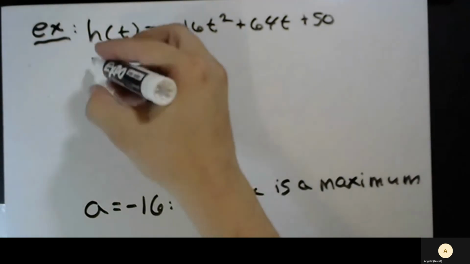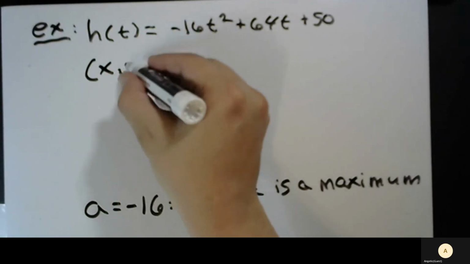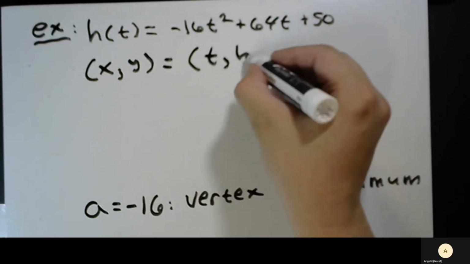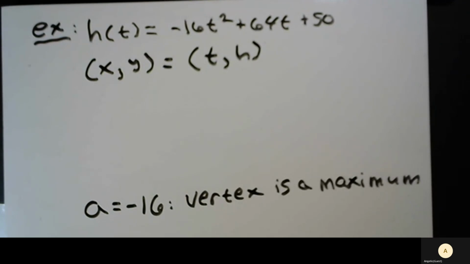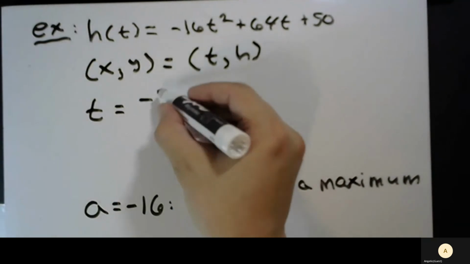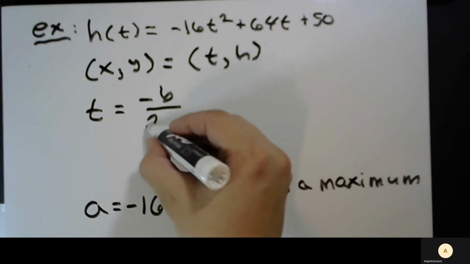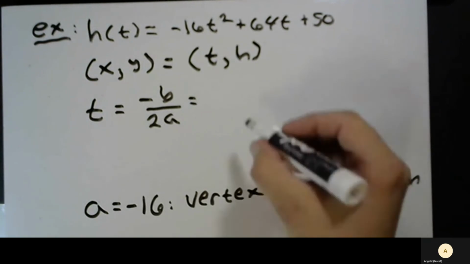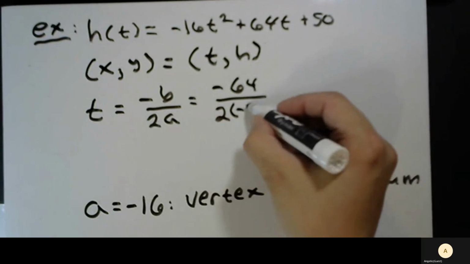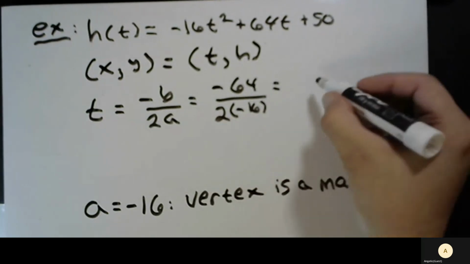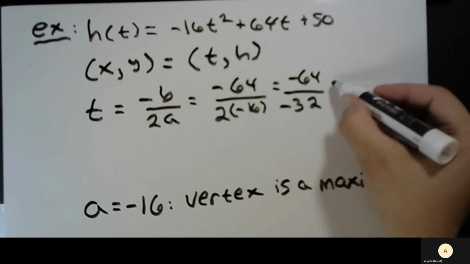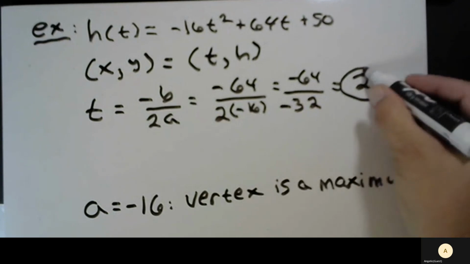So instead of x and y, or x and f of x, we're going to be dealing with t and h. So the t coordinate of our vertex, well, it's still negative b over 2a, or negative 64 over 2 times negative 16, or negative 64 over negative 32, and that's going to be 2.